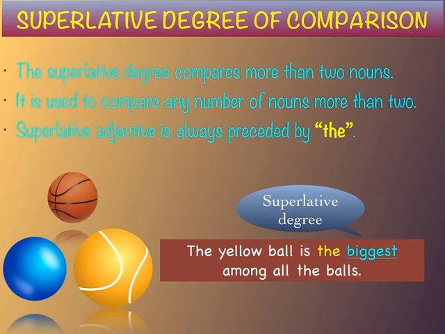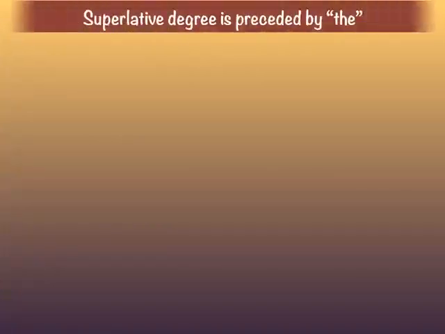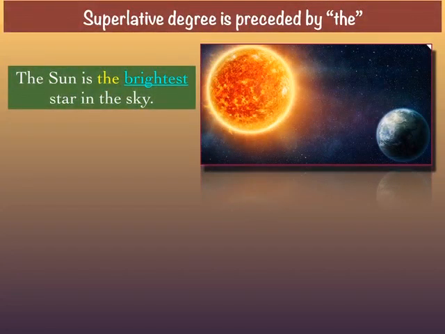Let's see some more examples. And over here, we need to learn that the superlative degree is always preceded by the. Preceded means it is followed by the. Let's see the example over here. The sun is the brightest star in the sky. So here the adjective brightest is said to be superlative degree, which is used to describe the sun. And we have used the before the superlative degree of adjective brightest.